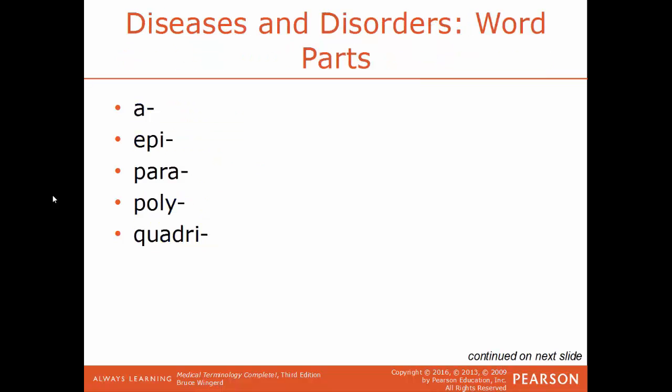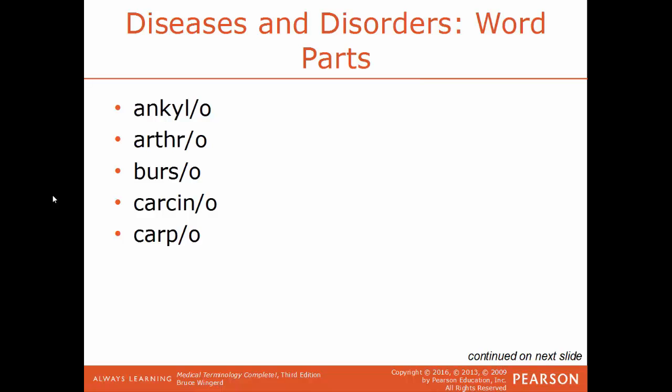Alright, some other word parts when it comes to diseases and disorders. Prefix a, again, means without or lacking. Epi means above. Para means nearby or alongside. Poly means many. And quadri means four.